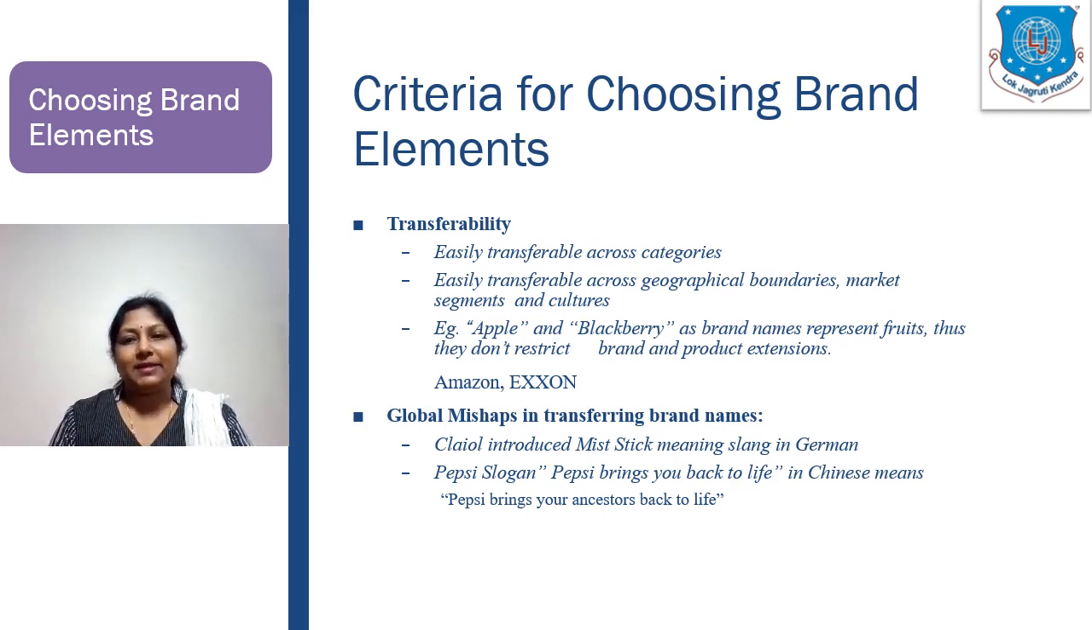market segments. Now, if I take the example of Apple and BlackBerry, as the names represent fruits, they don't restrict the brand and product extensions in any way. You can use them across different product categories. Similarly with Amazon and Exxon, they can be extended to any product category or segment.